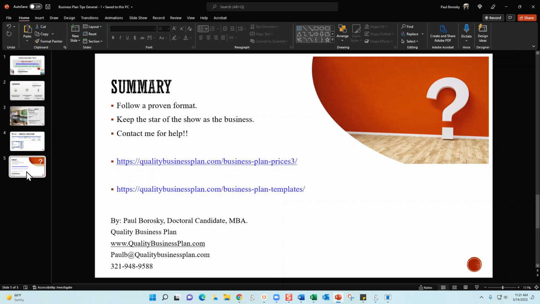Next, keep the star of the show as the business. Yes, you might have been remodeling for the last 20 years and you've got significant experience, but the business plan is all about the business. So make sure you just stay focused on the business when writing that plan.